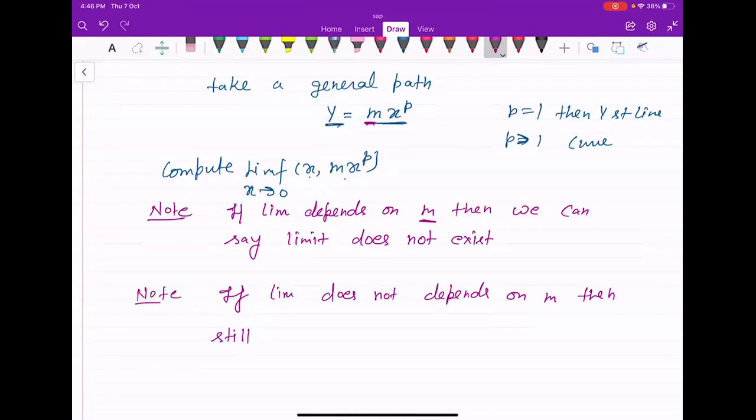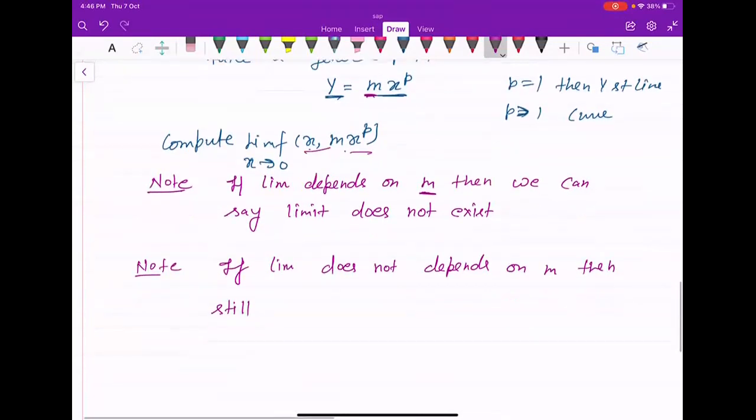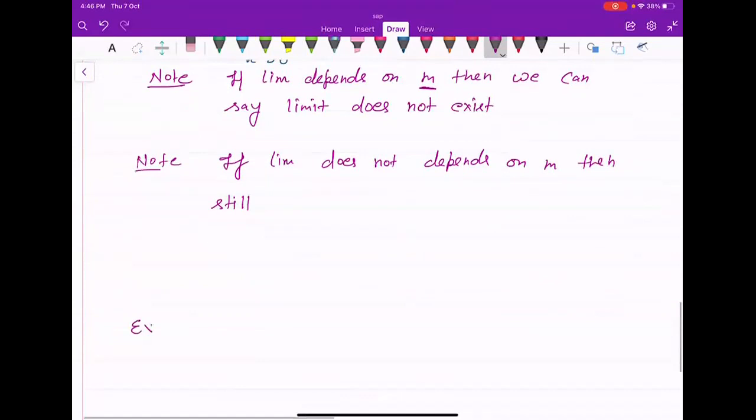I'm just writing what will happen. This f of x y is any function, no? It could be any kind of function. If I'm taking one example here, suppose you have the function f of x y equal to 4 x y squared upon x squared plus y squared.